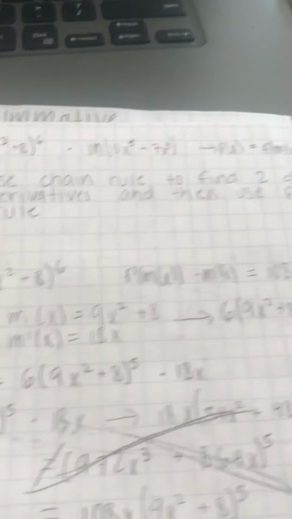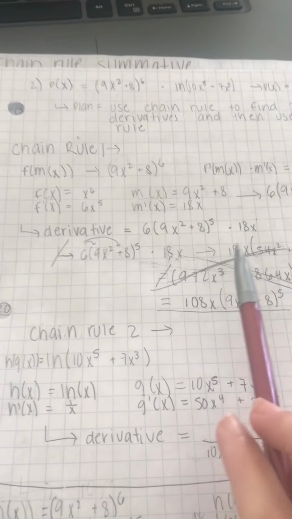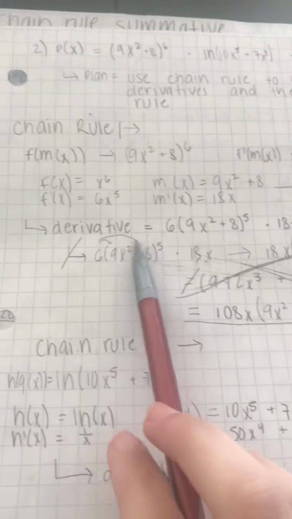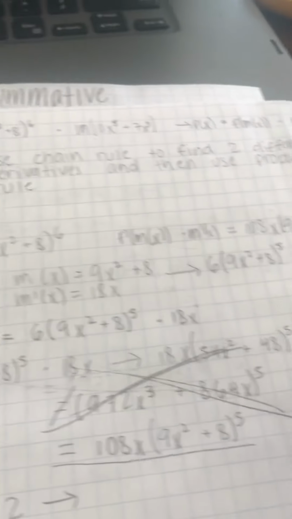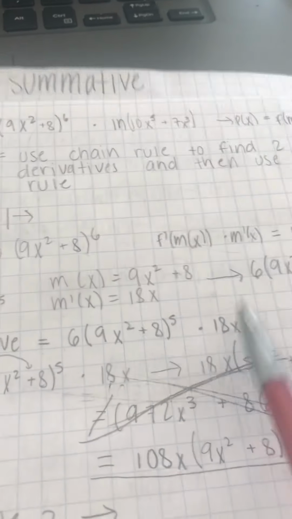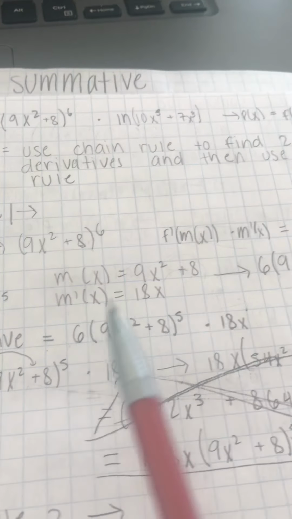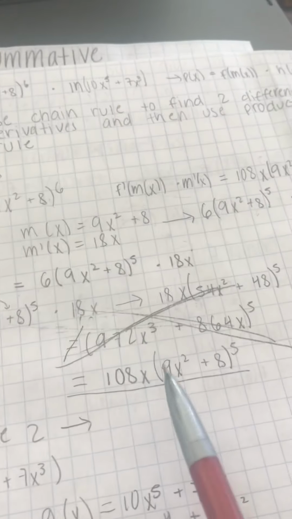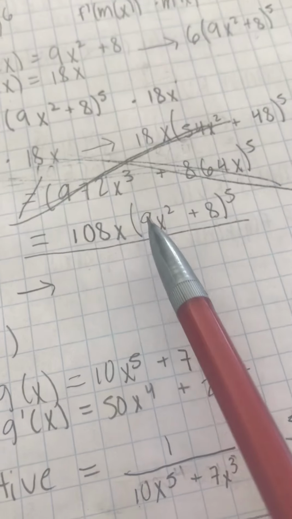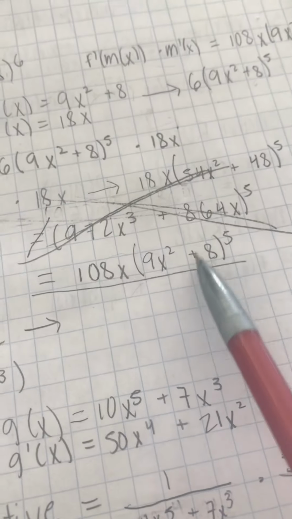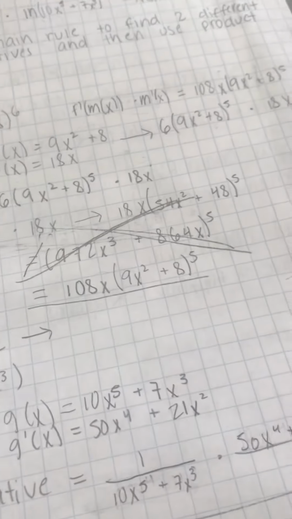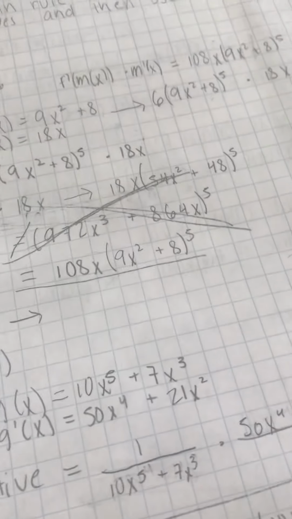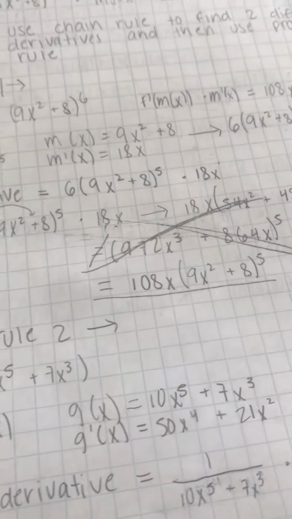And then I have to multiply that by the derivative of m of x, which is 18x. So originally, if you look here, what I tried to do was distribute the 6 in and then distribute the 18x in, and it just was not cool. So I ended up just multiplying the 18x by the 6 in the front, and I ended up with 108x times 9x squared plus 8 to the power of 5, which I feel like is okay. Because the more I simplify it, the more wrong I think it's going to get. So we're just going to leave it there.